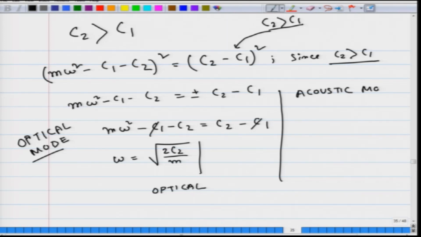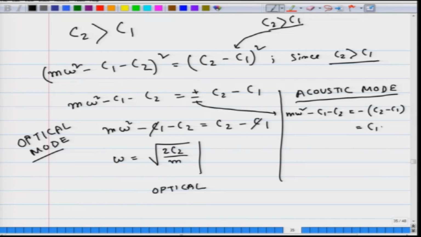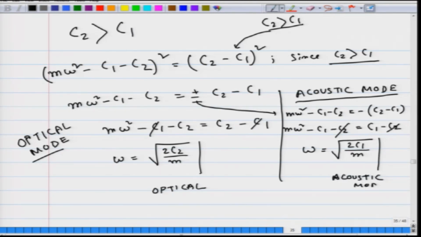when we take the minus of this. So, m omega square minus C1 minus C2 will be minus of C2 minus C1, or plus C1 minus C2, m omega square equals C1 plus C2 minus C2 plus C1. So, here C2 will go off, and we get omega square will be 2 C1 by m. This is for acoustic mode. So, at k equals to pi, these will be the values. So, your correct option is B.